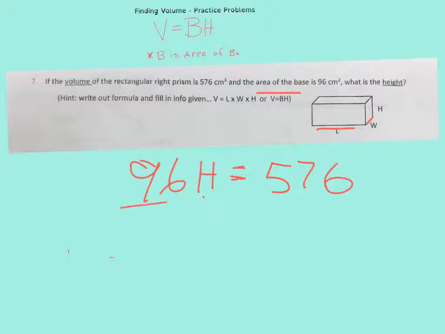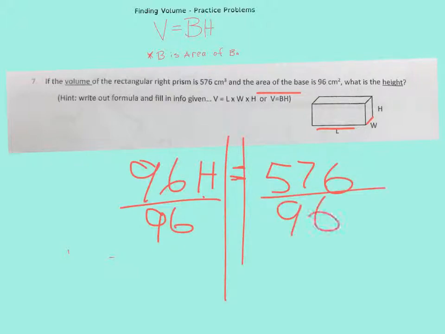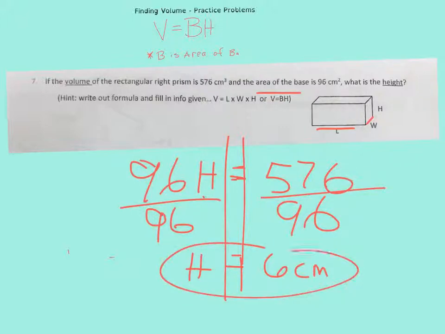All right, so hopefully you divided by 96 on this side. Remember, whatever you do to this side, you do to this side of the equation. So now the height would just equal 576 divided by 96, which is 6. So your height would be 6 centimeters. And that is your answer. All right, see if you can do problems 8 and 9.